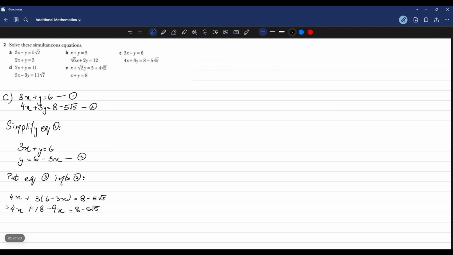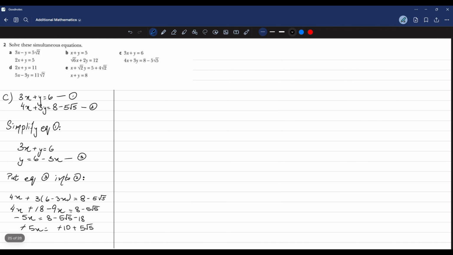That is going to give us 4x minus 9x is equal to negative 5x. 4 minus 9, negative 5 plus 18. In fact, I'm going to write 8 minus 5 under root 5 minus 18. Negative 18 plus 8 is equal to negative 10. So negative 5x is equal to, in fact, I'm going to write negative 10 minus 5 under root 5. This negative on both sides, that cancels down to become positive.